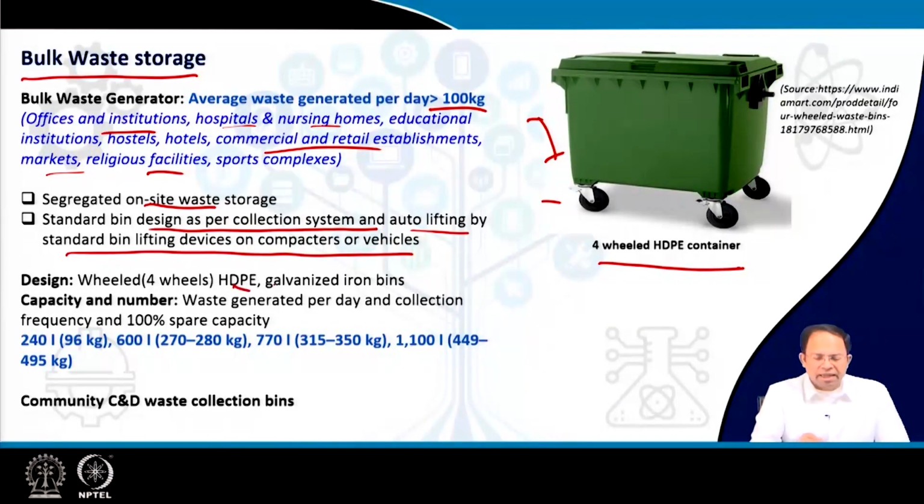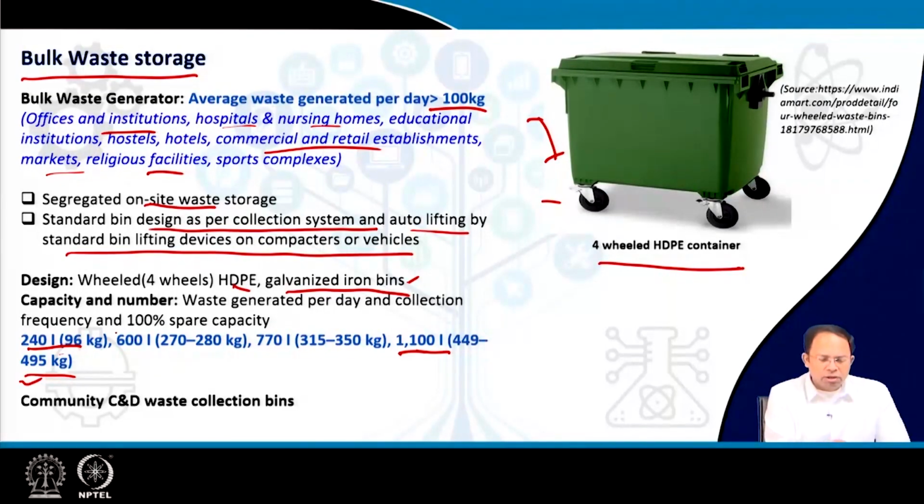Again, 4-wheeled HDPE containers and also galvanized iron bins, both are used. These are even larger than the other HDPE containers, and usually the capacity ranges from around 240 liters or 96 kilograms to 1100 liters or around 500 kilograms of waste. So very large containers like this can be utilized, or small containers like this can be utilized. It depends on what kind of vehicle, what kind of lifting mechanism is actually utilized.